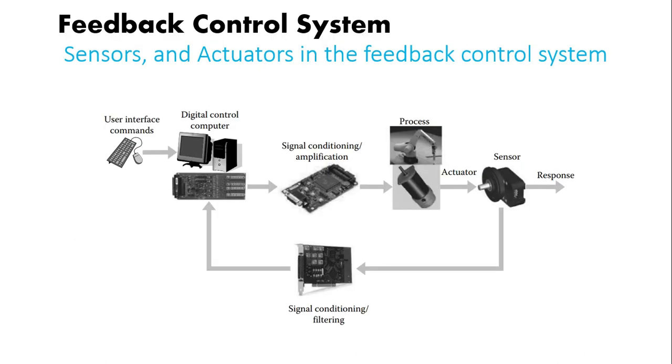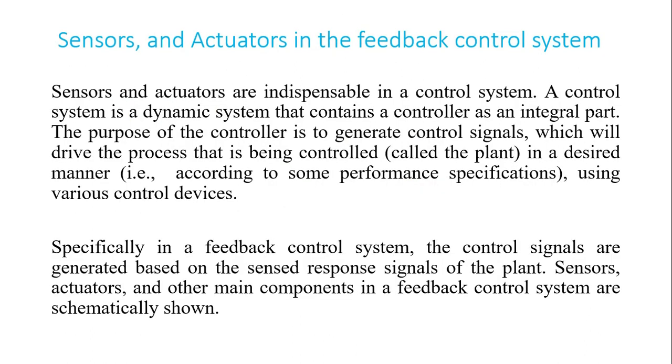The purpose of the control system is to generate control signals that will drive the process that is being controlled, called the plant. The sensors and actuators in a feedback control system are indispensable in the control system.